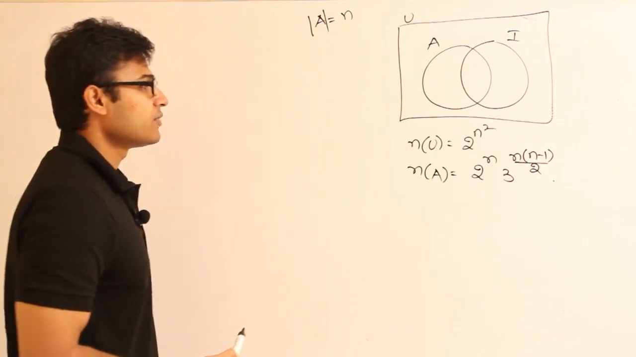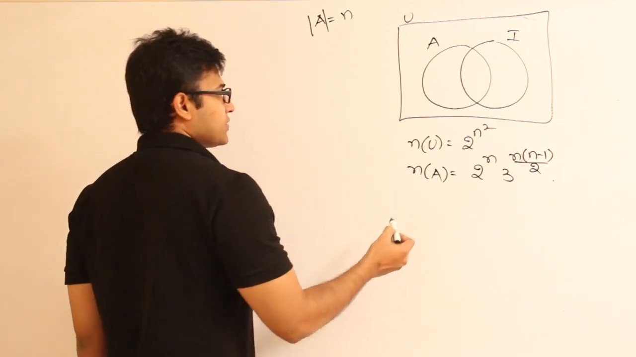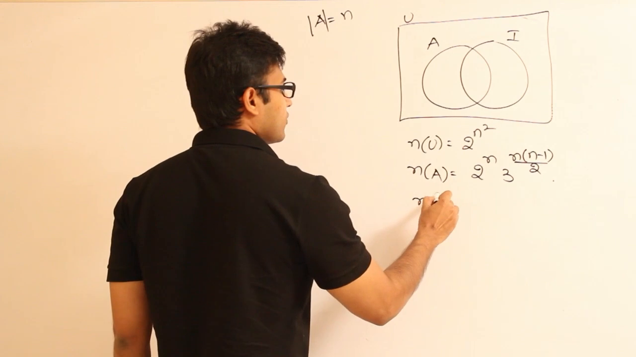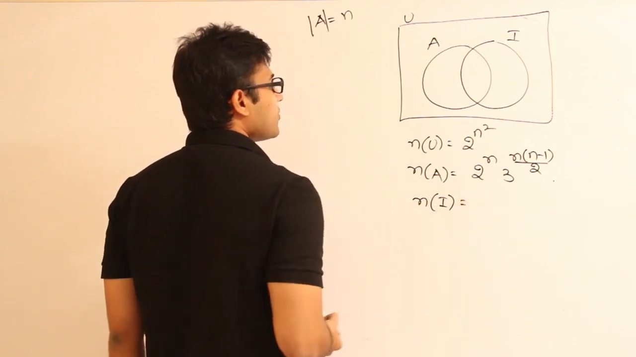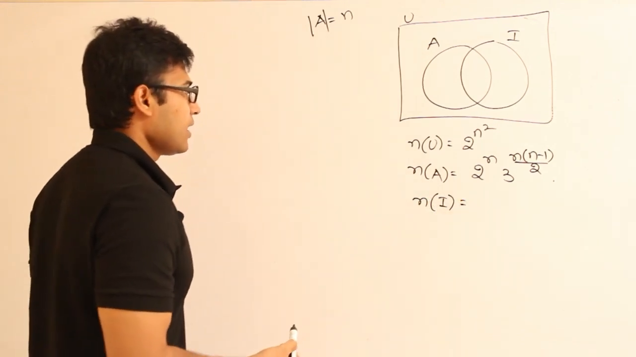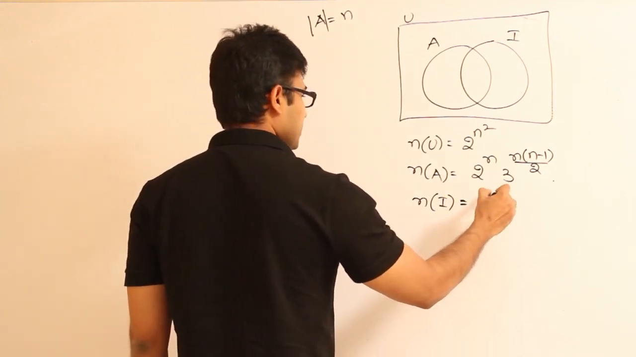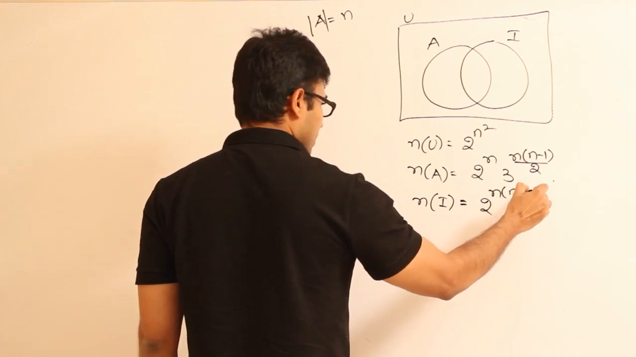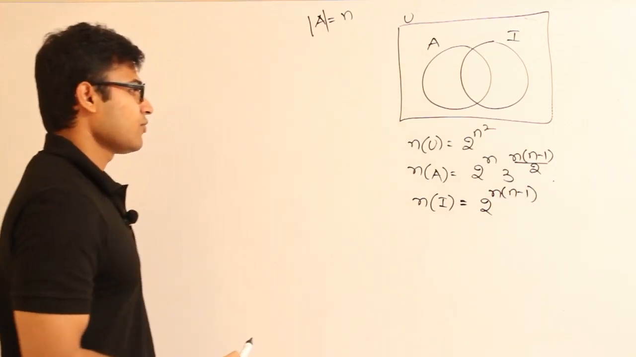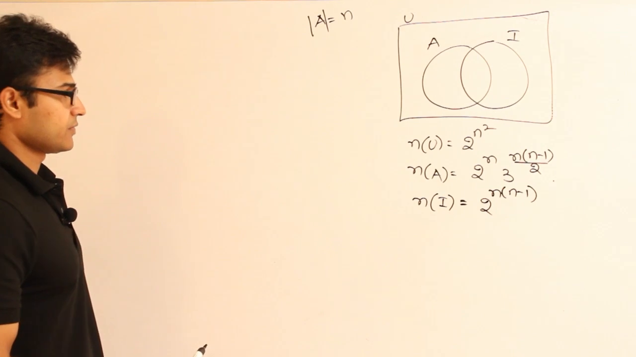And what about irreflexive relations? So the number of irreflexive relations, let us say cardinality of I. There should not be any diagonal element, right? And in the remaining elements we don't have any restrictions, therefore it is going to be 2 power n into n minus 1. This is the number of irreflexive relations, right?